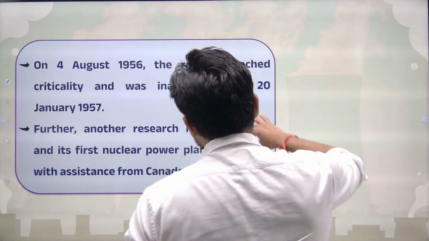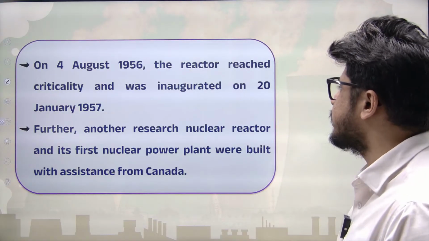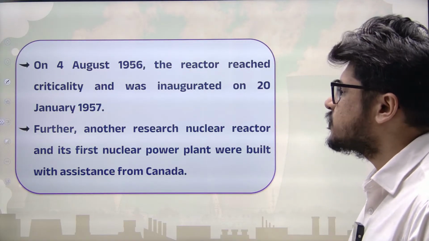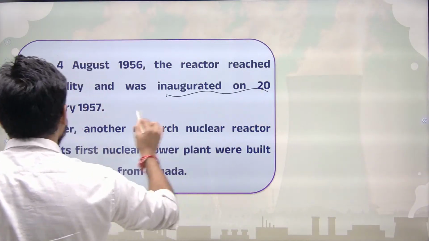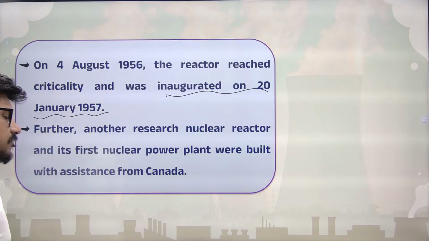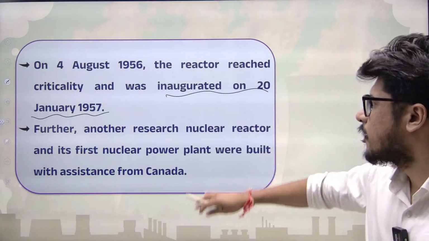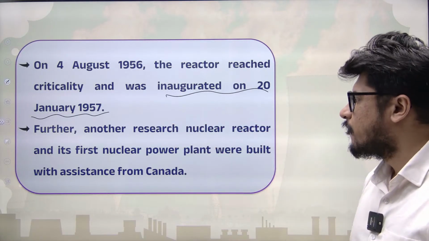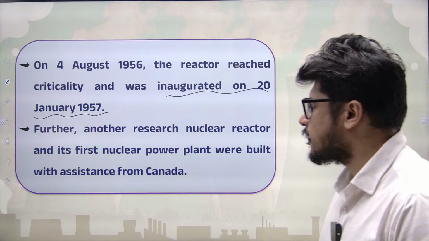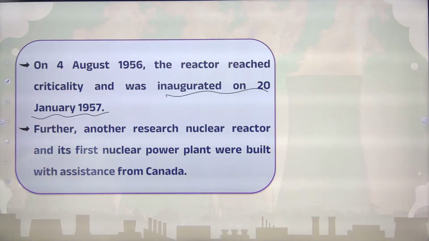So let us discuss these power plants. On 4 August 1956, the nuclear reactor reached criticality and was inaugurated on 20 January 1957. The first nuclear reactor was started in 1956. Further, another research nuclear reactor and its first nuclear power plant were built with assistance from Canada.